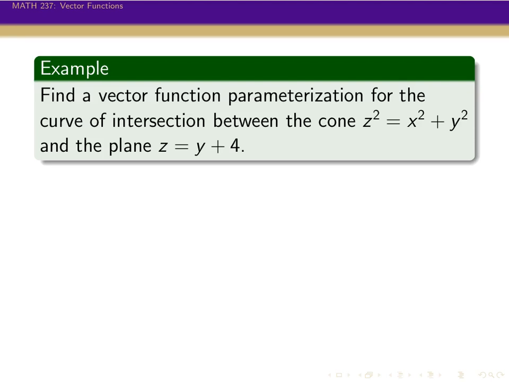In this one, we're taking the cone x squared plus y squared equals z squared, and the plane z equals y plus 4. So let's see if we can quickly sketch what this looks like. The surface z squared equals x squared plus y squared. One way to envision what these surfaces look like is to think about what they look like on some of the coordinate axes.